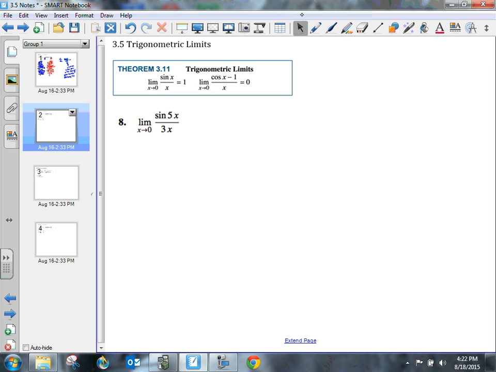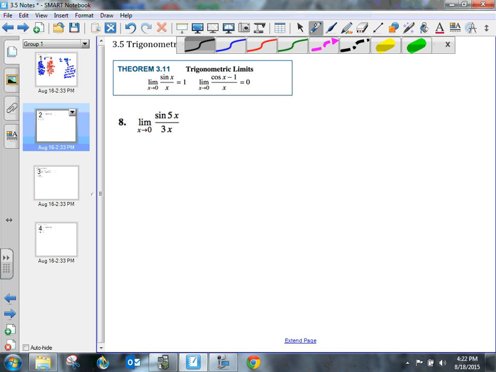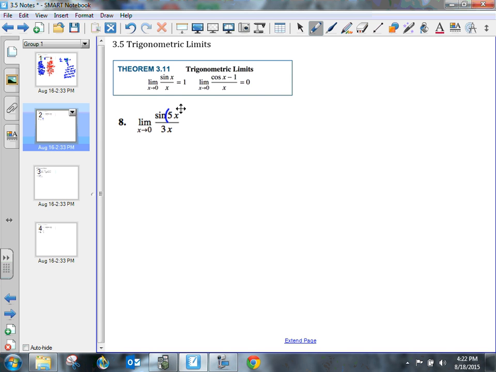Now I want to clarify real quick, folks, that this is your angle measure, 5x, okay? And what I want to do, I kind of said this previously, I want to turn my denominator into a 5x, okay? I already have an x here, so that's good. But I have a 5 up here. I need to turn this 3 into a 5, okay?